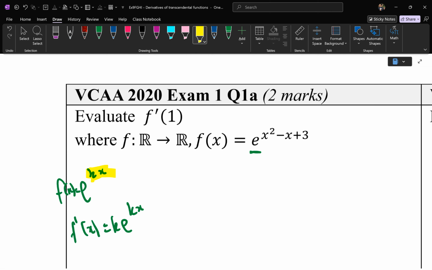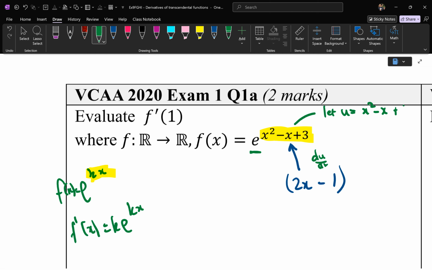But over here, you'd actually have to find the derivative of x squared minus x plus 3. What's the derivative of x squared minus x plus 3? Two x minus 1. This is your du/dx. That's a short form, so du/dx. It's like saying let u equal x squared minus x plus 3. And you can see the derivative of that gives you that.